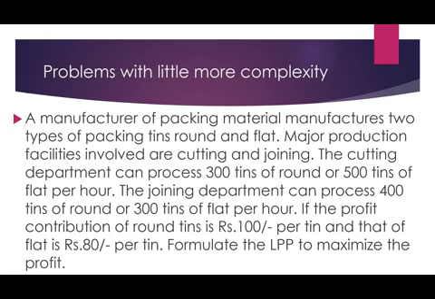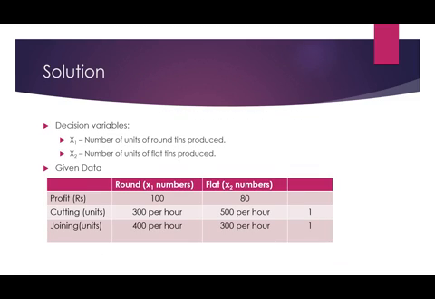So we will see what are all the decision variables and we will write the given data in a tabulated format. The decision variables are two decision variables because we have two types of materials. One is round tin, other one is flat tin. So decision variable will be x1, number of units of round tin produced, x2, number of units of flat tin produced. The given data, we'll just make a note. The profit for round tins is 100 rupees. Profit for flat tin is 80 rupees.